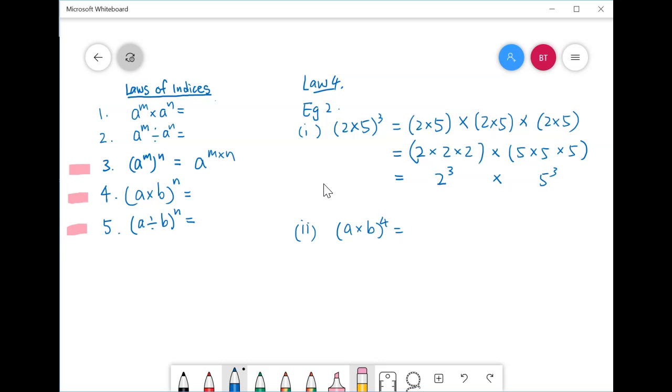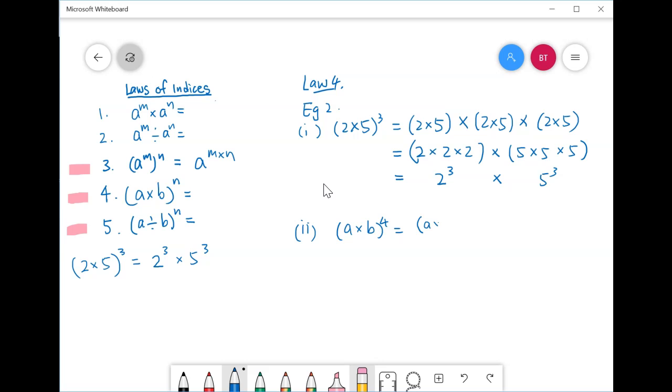Now we have a very simple outcome. 2 times 5 to the power of 3 simply becomes 2 to the power of 3 times 5 to the power of 3. Notice that the power appears to get distributed to each of 2 and 5. So let's summarize this: 2 times 5 to the power of 3, the power 3 appears to go inside and become 2 to the power of 3 times 5 to the power of 3. In part 2, we have again a similar situation.